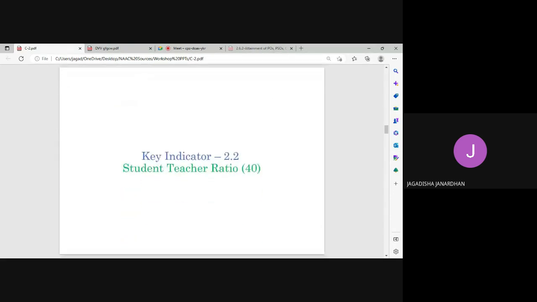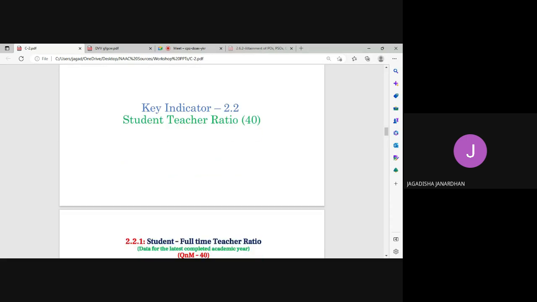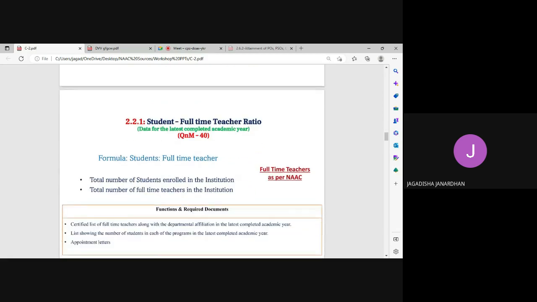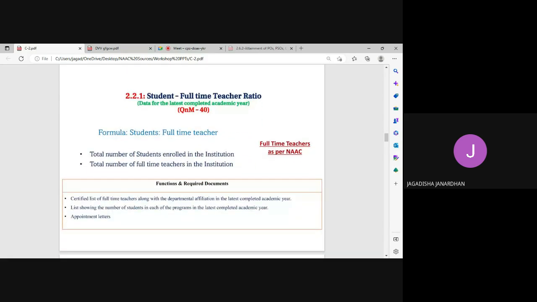So let us move on to key indicator 2.2, that is student-teacher ratio. Here it has been allotted a weightage of 40 again. The first question in key indicator 2 speaks about the student to full-time teacher ratio. For this, data for the latest completed academic year is required; data for the last 5 years is not required. Only the recent completed academic year data is to be provided here.